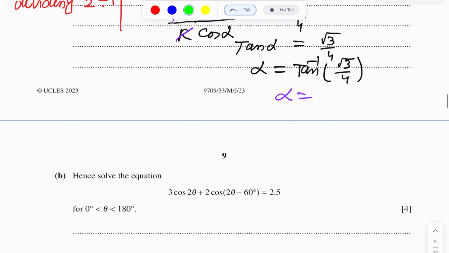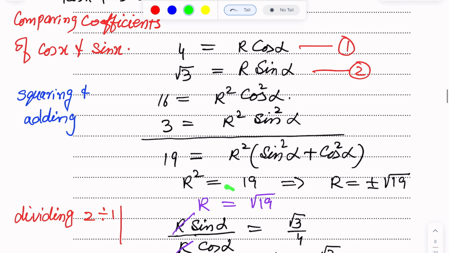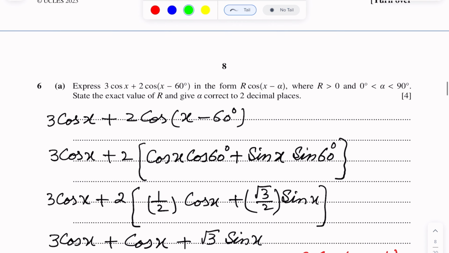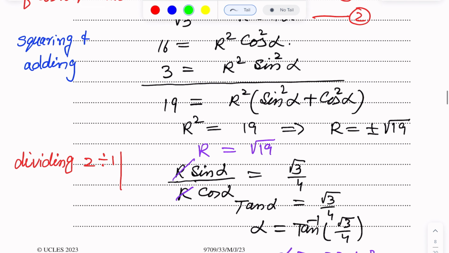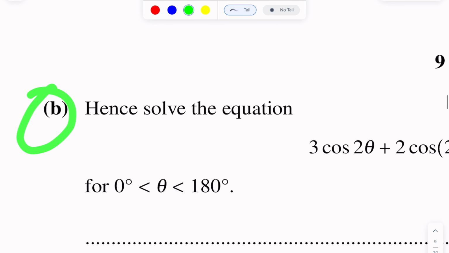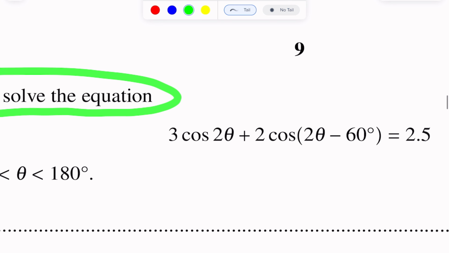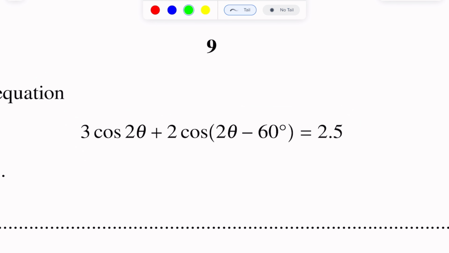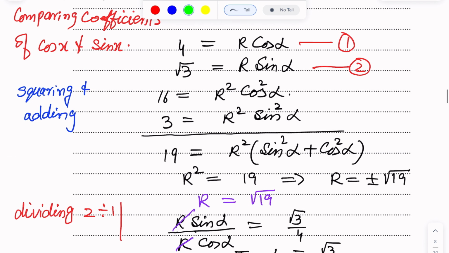We get alpha is equal to 23.41 degrees. This is the value of alpha, and root 19 is the value of r. Next part of this question is part B. Hence, solve the equation. The equation is the same with a little difference.